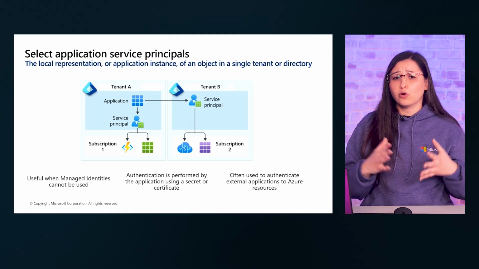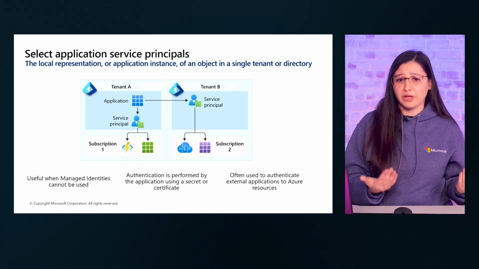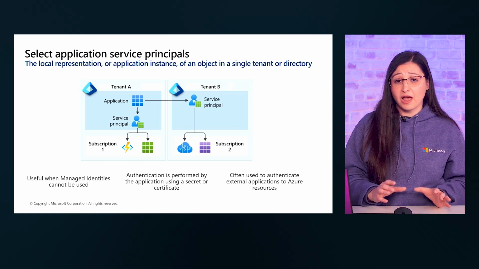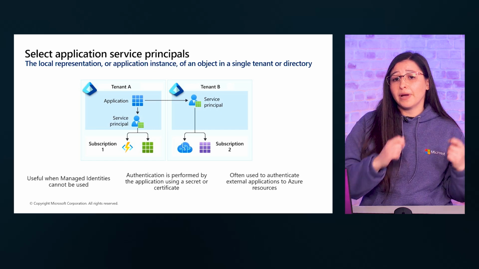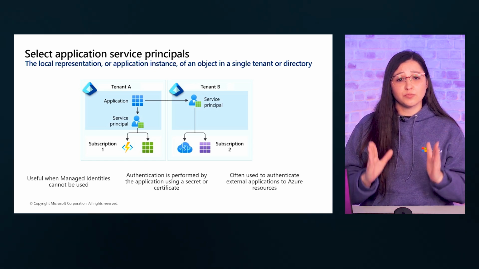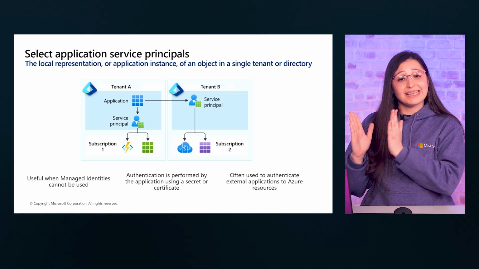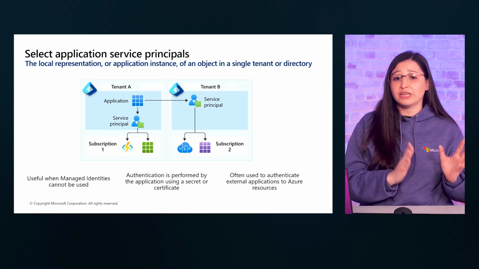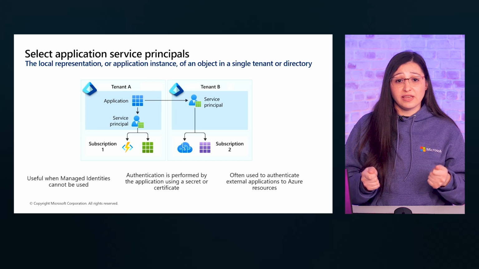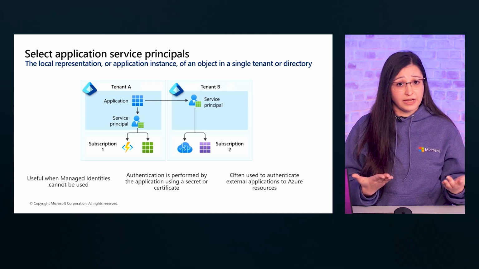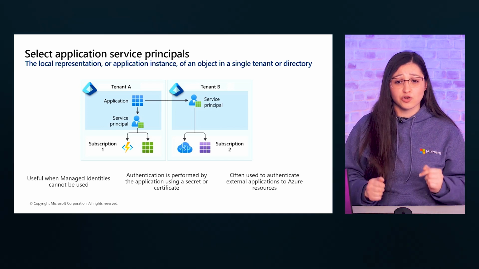When an external or a multi-tenant application is being used, for example, an app built by tenant A and used by tenant B, Microsoft Entra creates a service principal in tenant B and assigns it only the permissions that the tenant approved. The application then authenticates using a secret or a certificate and can securely access Azure resources.